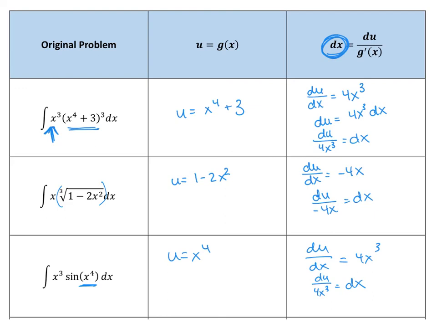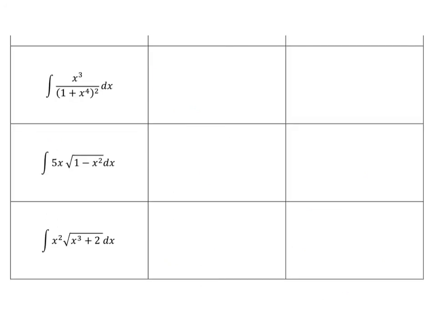So what you should do is try the second half of the worksheet, pause the video, try the second half of the worksheet, and then come back to it. For the next problem, we're going to have u is 1 plus x to the fourth. So du dx is 4x cubed, and du over 4x cubed is dx.